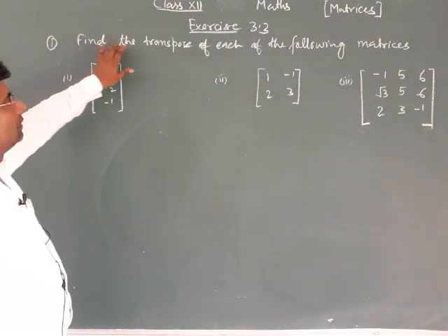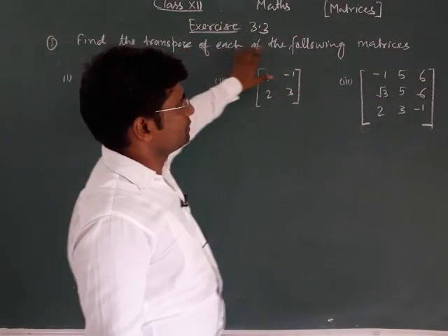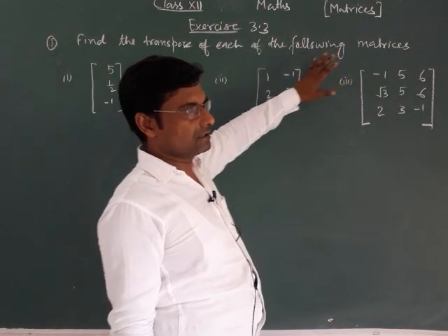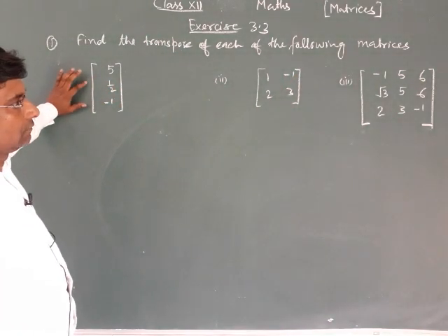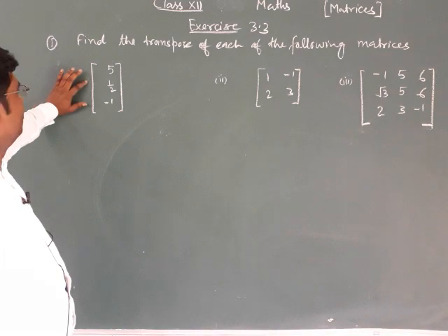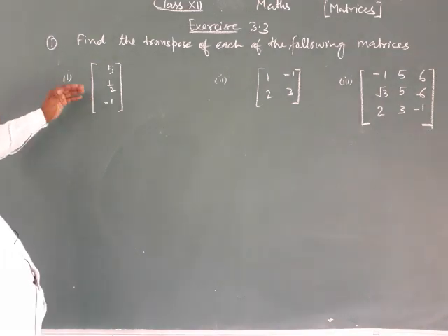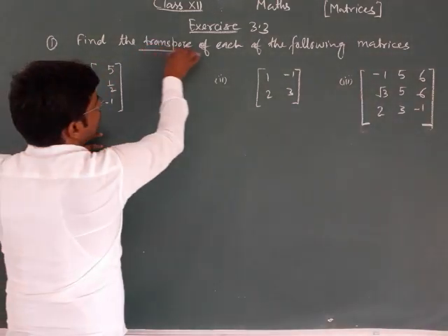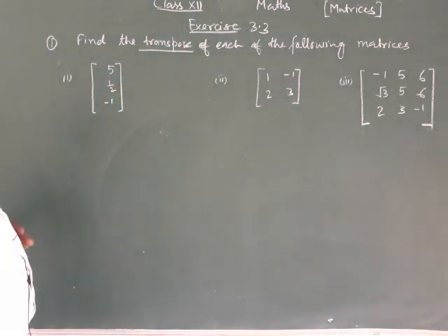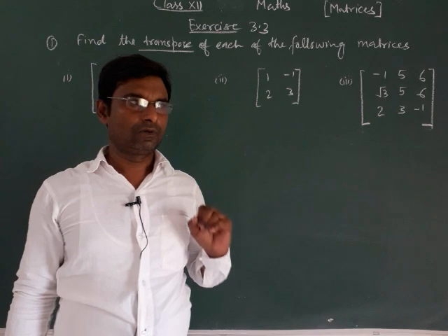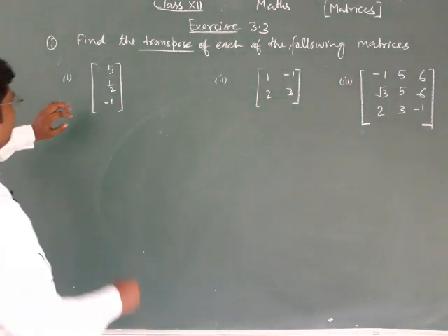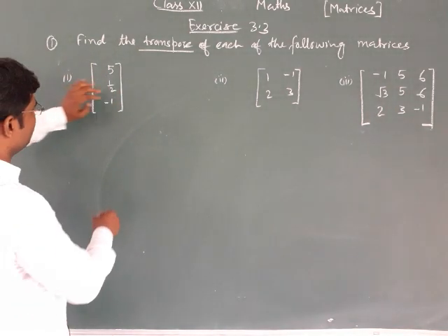First, find the transpose of each of the following matrices. This question is important for you. So now find the transpose matrix. The transpose matrix changes rows to columns and columns to rows. So now this column changes into a row.